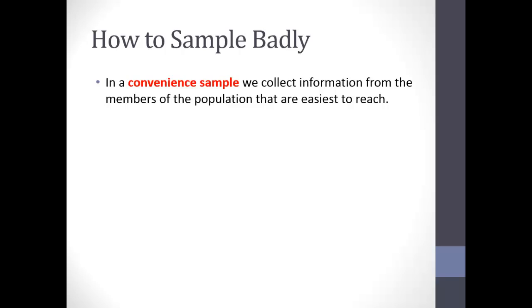So our first bad sampling method here is called a convenience sample. And kind of just like it sounds, this is a case in which we collect information from the people that are easiest to talk to. So, convenience sample, I'm sampling people who are convenient for me to get a hold of.